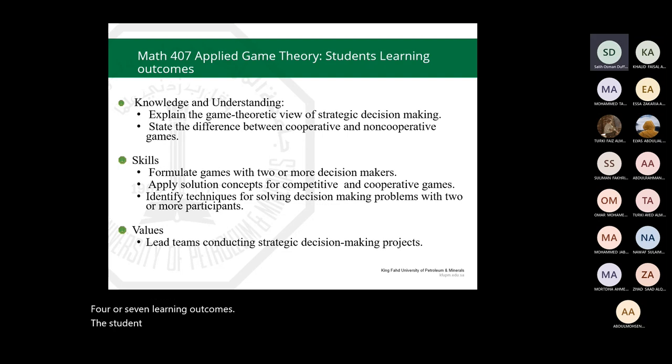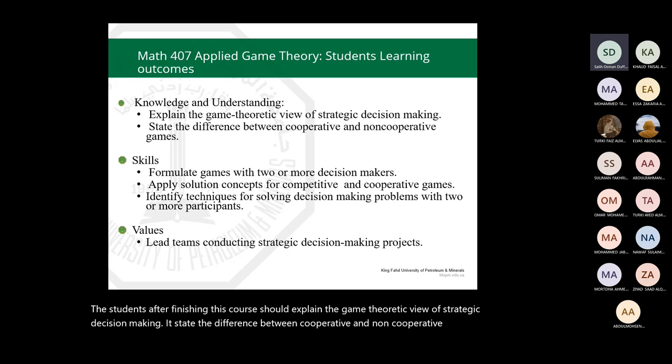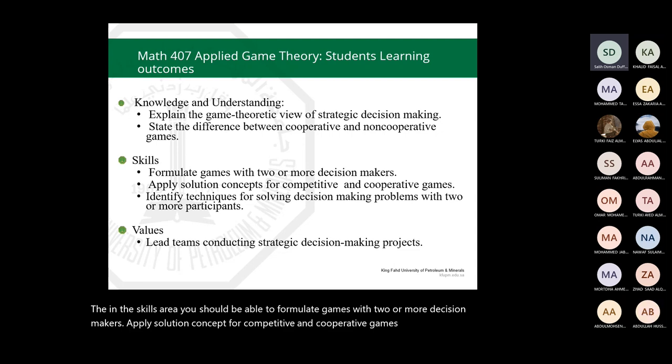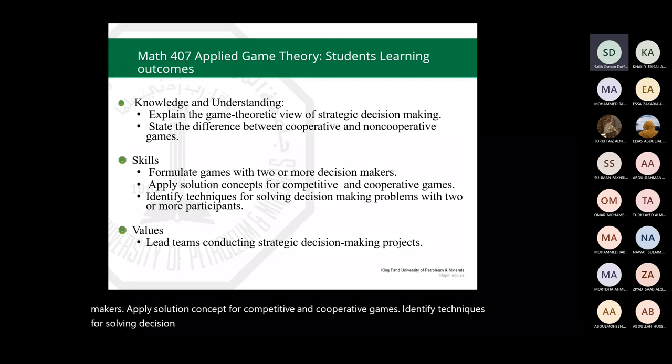Students after finishing this course should be able to explain the game theoretic view of strategic decision making and state the difference between cooperative and non-cooperative games. In the skills area, you should be able to formulate games with two or more decision makers, apply solution concepts for competitive and cooperative games, and identify techniques for solving decision-making problems with two or more participants.